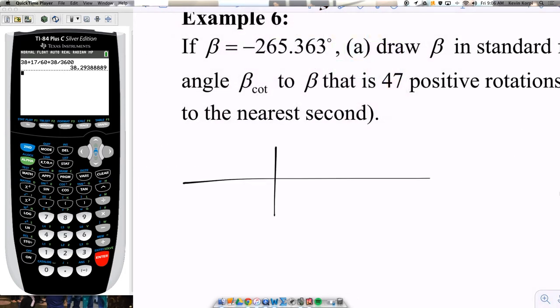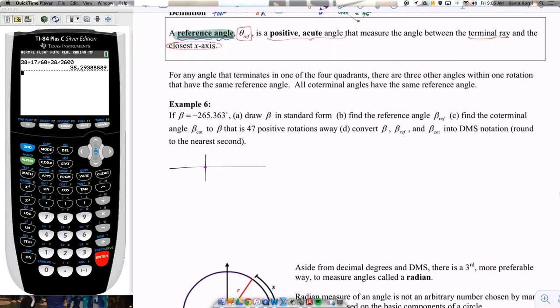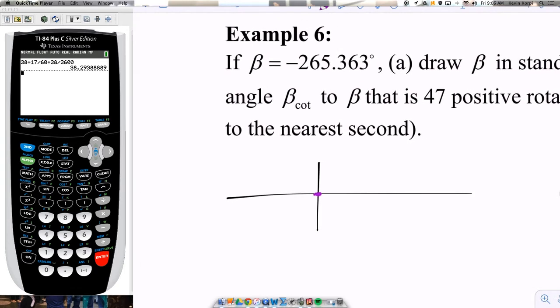That's step 1. All right, negative 265 means we're starting on the positive x-axis, which we don't even have to draw the initial ray. And we're rotating how? Clockwise or counterclockwise? Clockwise. So, in which quadrant will beta terminate? 1, 2, 3, or 4. Right. It's going to be one of those.